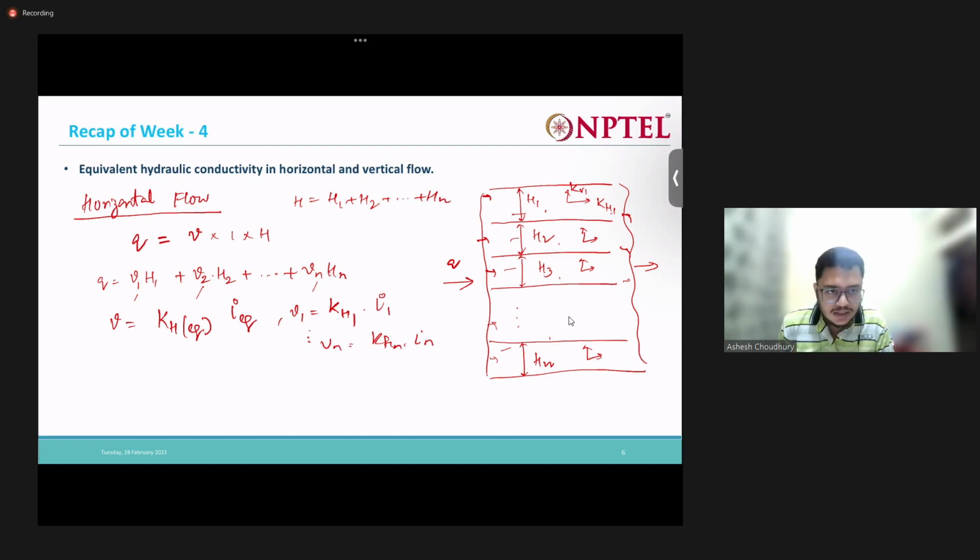Now if we look into this, our head loss is always the same. From this side to this side, my head loss is the same, right? Head loss is going to be the same for all the layers. That means my hydraulic gradient is the same, because the flow is also occurring through the same length. So all the hydraulic gradients I1, I2, all these are equal.